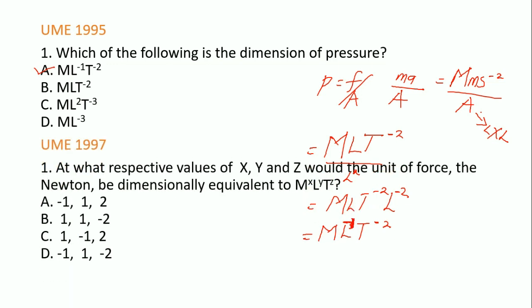So I guess I have to erase this part off so that I'll be able to write here. So here we are told, at what respective values of x, y, and z would the unit of force, the Newton, be dimensionally equivalent to M to the x, L to the y, T to the z? So force, just like we worked here, is going to be M L T to the -2. So that is going to be 1, 1, -2. So we have 1, 1, -2, option B.